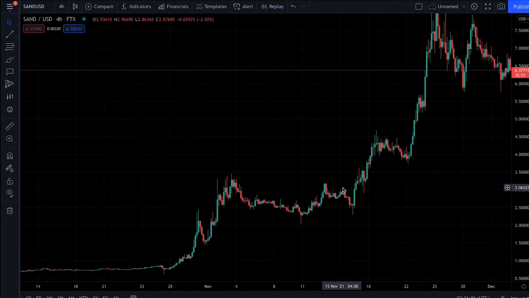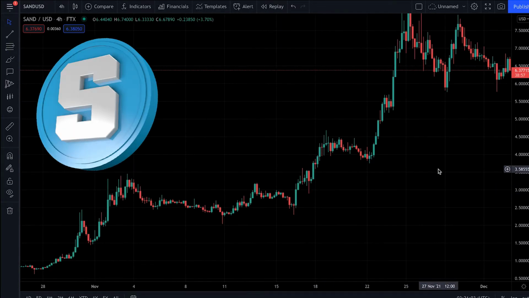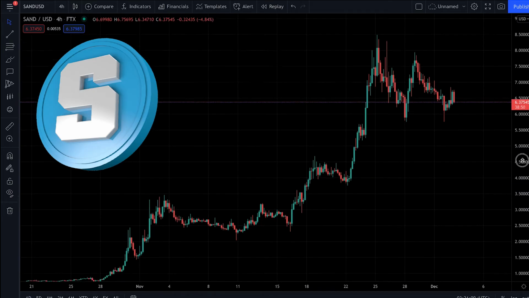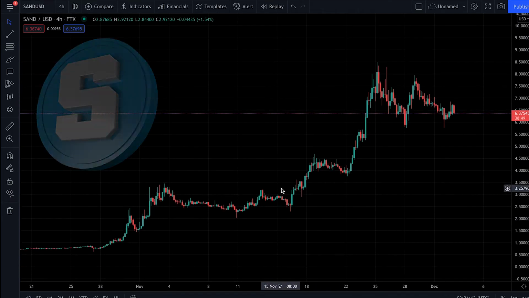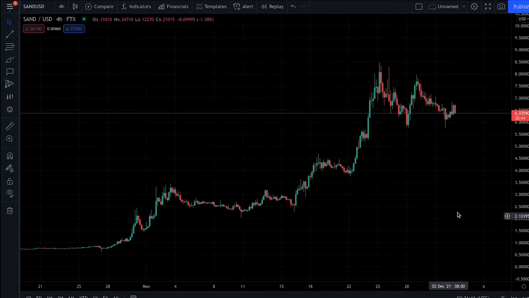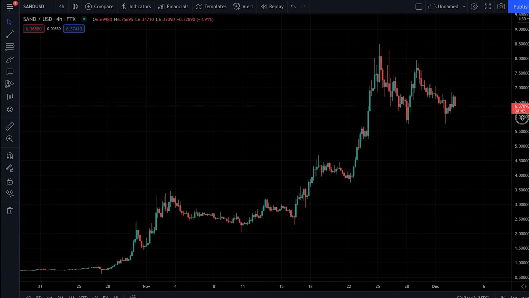So let's look at the Sandbox, or SAND as you can call it, the ticker name. Let's look at Sandbox to see where the price is heading, or the potential future price prediction when it comes to SAND. All right, so what I always like to do is to come out with my levels.